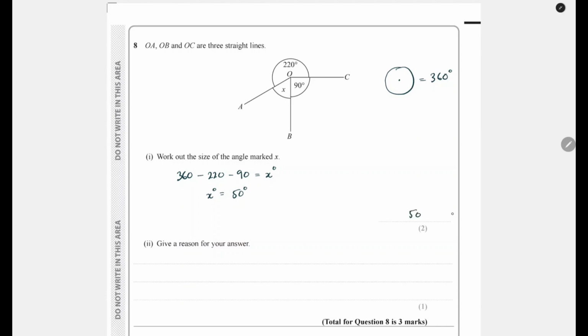Part 2 says give a reason for your answer. Well, as we said before, angles around a point add up to 360 degrees.